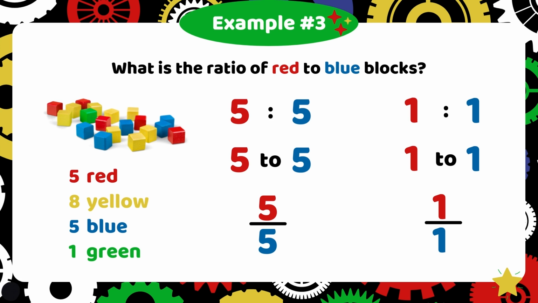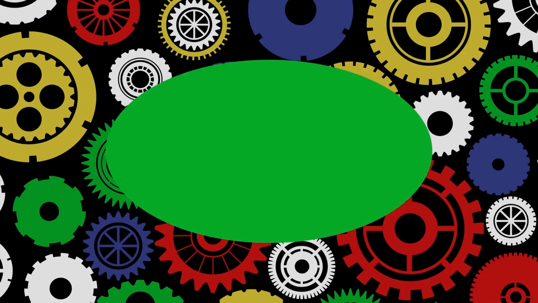This means that no matter how big or small the group is, we would have a ratio of 1:1 red to blue blocks. So for every red block, we would have the same number of blue blocks.